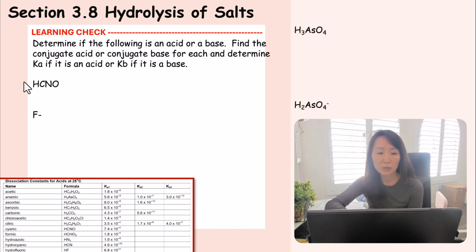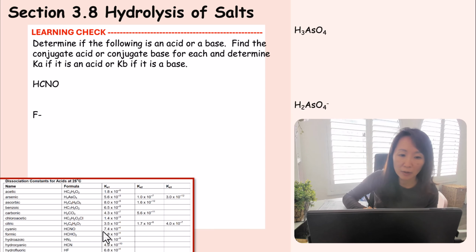What you want to do is take this and look in your reference sheet at all the Ka values. See if it's in this table, the dissociation constants for acids. And you'll notice that you can find it right here, the cyanic acid. And it gives you the Ka value too. So we know automatically this is an acid. So we're going to write that this is an acid.